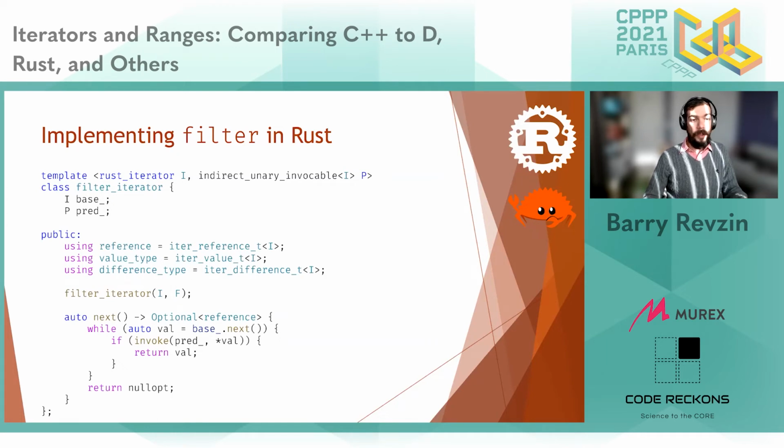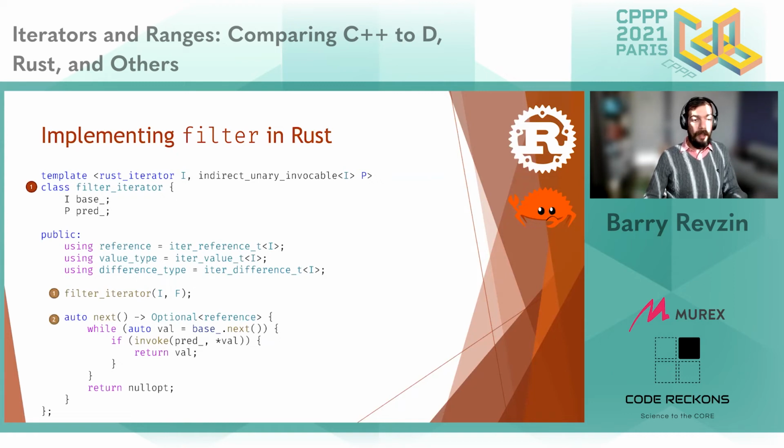And that is we loop, we pull the next element from the underlying iterator. We check to see if it satisfies our predicate. If it does, we return it. If we eventually run out of elements, we return a disengaged optional. So as with map, we just have the one type and the two functions.